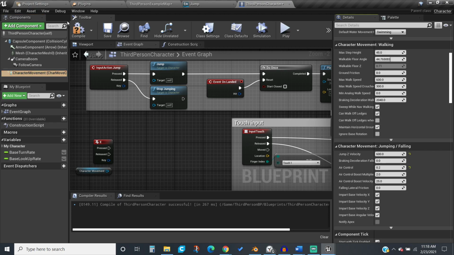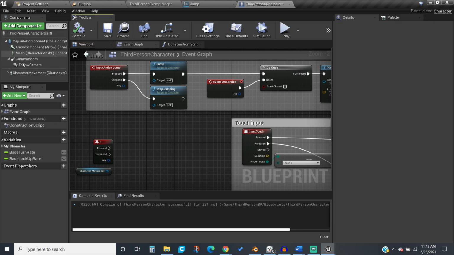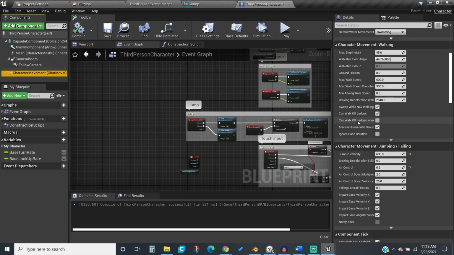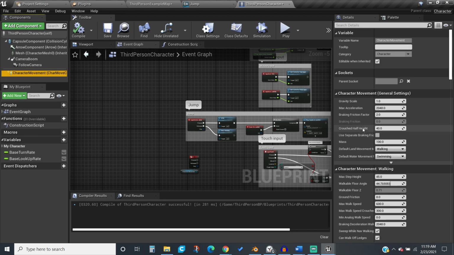And this one we have, can walk off ledges when crouching. Basically, that's the same thing, but when crouching, usually you would want it unticked, but in some cases you'd want it ticked. It's not that rare to see it ticked.